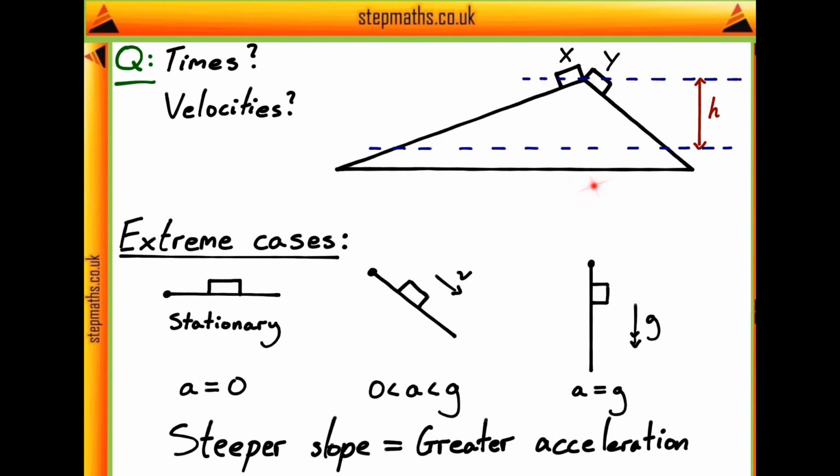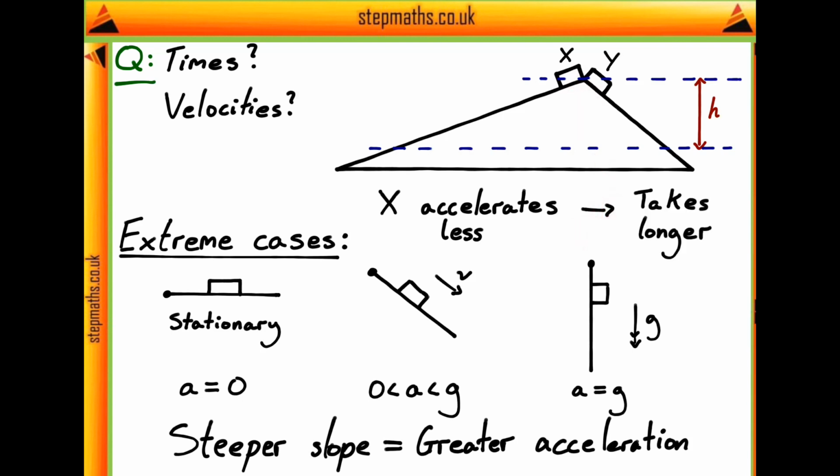If we go back up and look at our two blocks, we can see that y is on a steeper slope. Therefore, it's going to accelerate more than x is going to. If x accelerates less, then as you'd expect, it's going to take longer to travel down the slope. It's going to take longer to get up to speed, and it's just going to take longer to get down. So the time it takes x to fall this height h is going to be larger than the time it takes y to fall down that height.